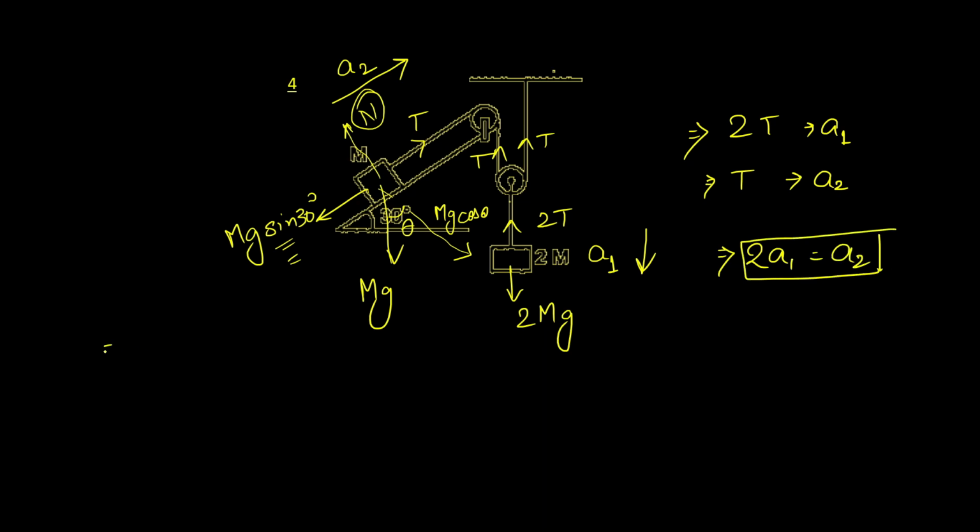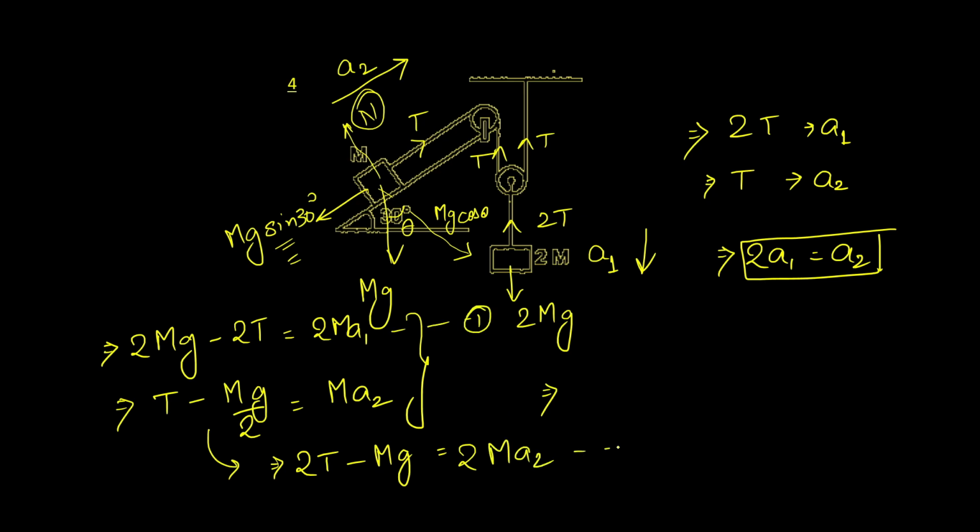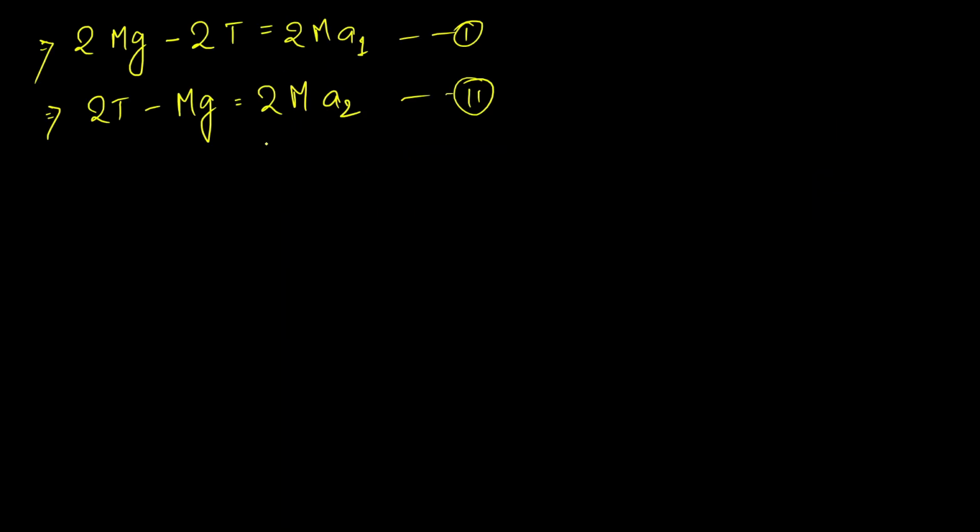Now just writing the equations. For this mass 2m, 2mg minus 2t is equal to 2m a1. And for this mass m, t minus mg by 2, because sine 30 degrees is 1/2, is equal to m a2. These two are the equations that we have now. Multiplying the second equation by 2 throughout, we get 2t minus mg is equal to 2m a2. Let me take the first as equation 1 and this as equation 2. So we have two equations now.